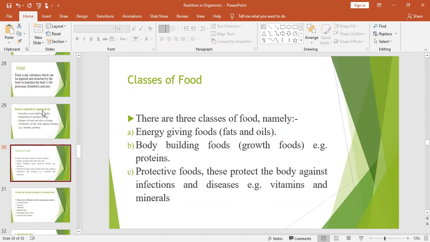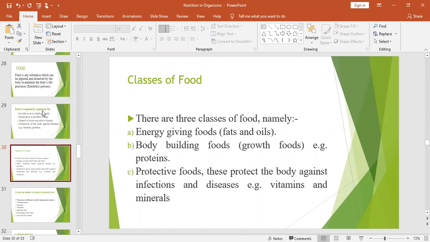Then we have bodybuilding foods. We call them growth foods. An example is protein. We find them in eggs, in meat, in beans. They actually help our body to grow. So we call them growth food, which is the second class of food. Then we have protective foods. They protect our body against infections and disease. Examples are vitamins, minerals, and protein.